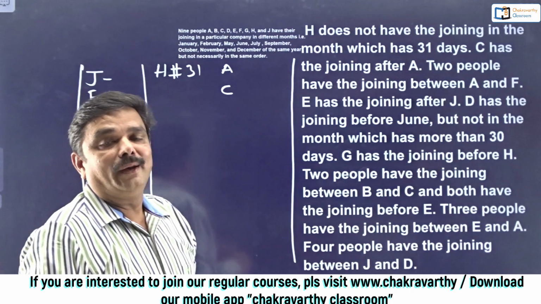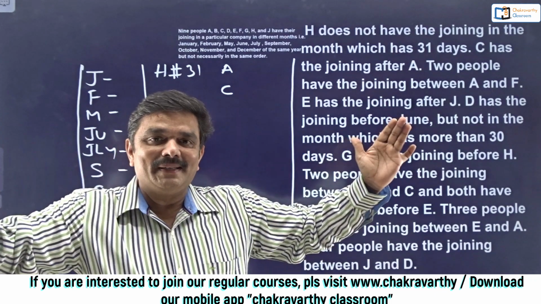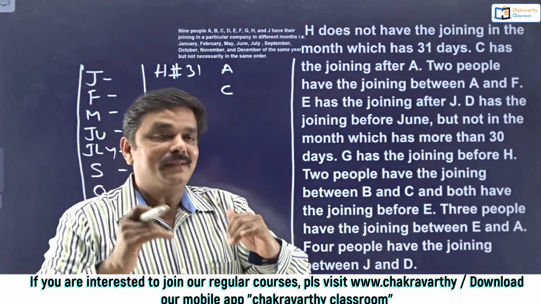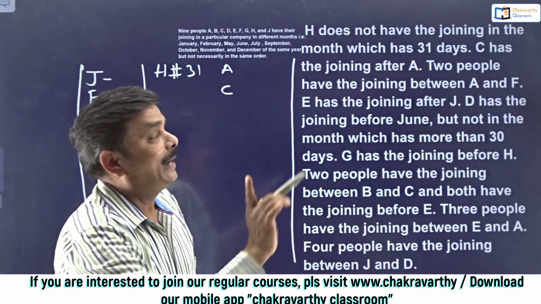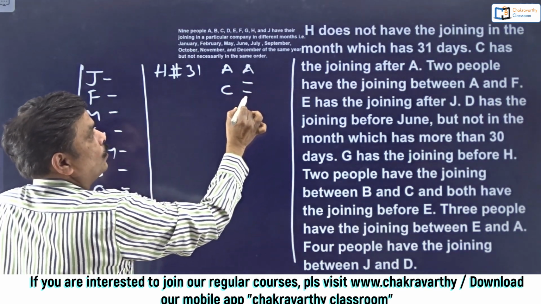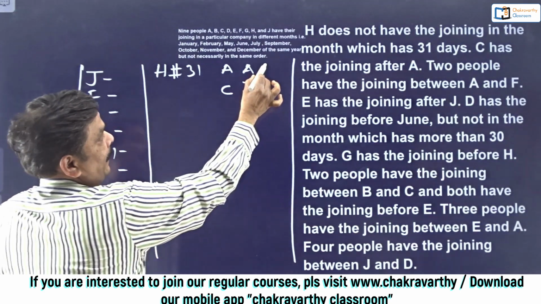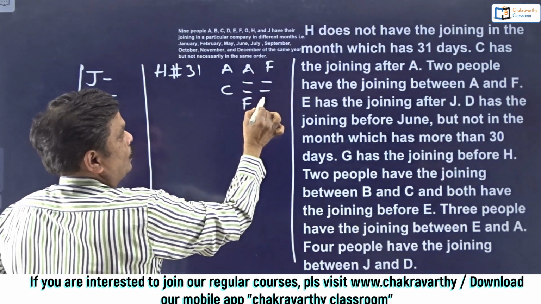Between A and F there are two persons. Think carefully, students. Many possibilities are coming, isn't it? I cannot directly go for this one. I am just drawing alongside here A, 1, 2, F. One of the possibilities, or equally it can be F, 1, 2, A.